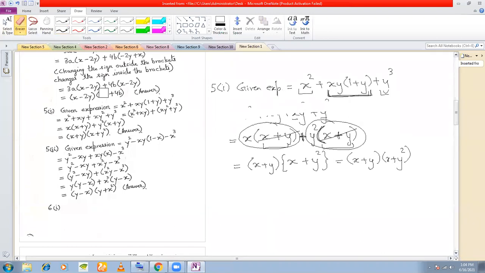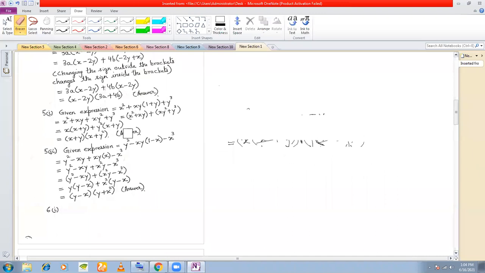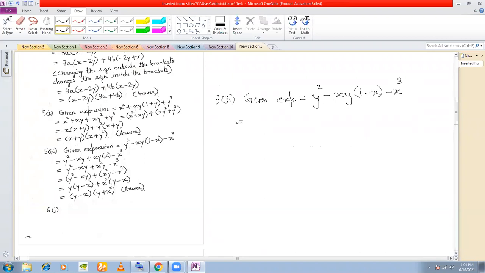Let us try out the next one, 5-2. Given expression here is y square minus xy into 1 minus x cube. Again, you see there are 3 terms, but if you multiply, you'll get 4 terms. So y square minus xy into 1 is minus xy, and this minus minus will combine with each other to give you a plus sign to get x square y minus y cube. Now there are 4 terms.